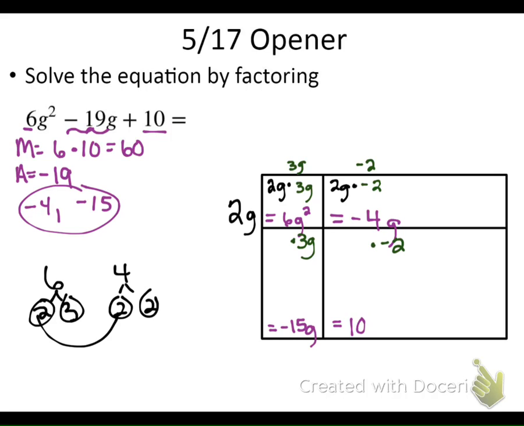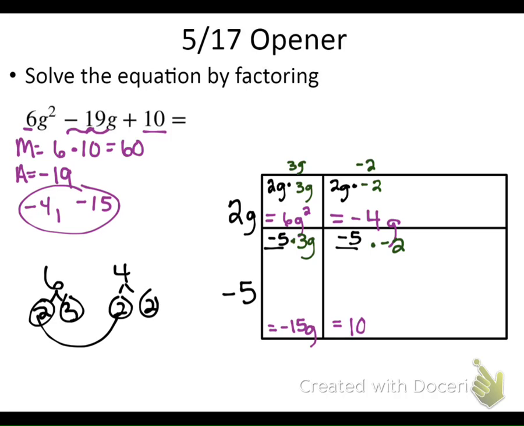So then I come down to my bottom row, and I've got to find my missing information, which is the height. So what times 3g will get me to negative 15g? Negative 5. If I plug in negative 5 to my second rectangle and take it times negative 2, I will get positive 10. So the height for my bottom row is negative 5.